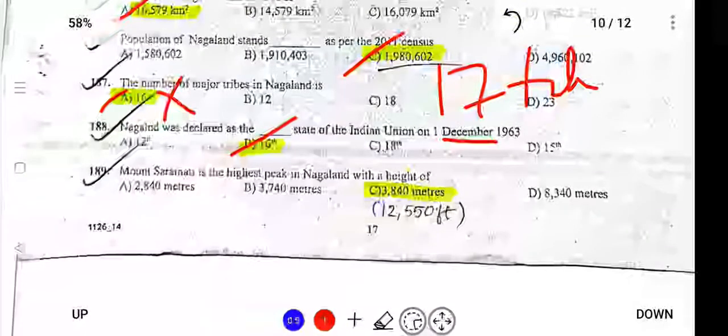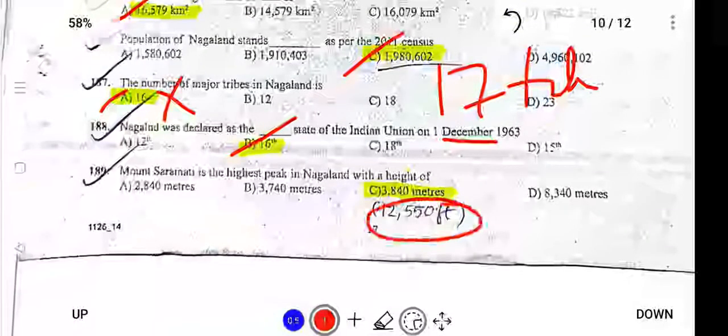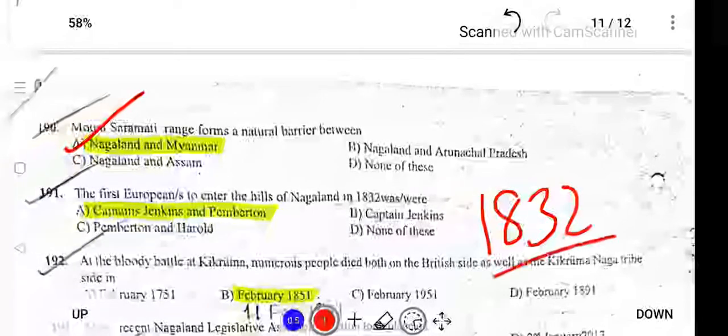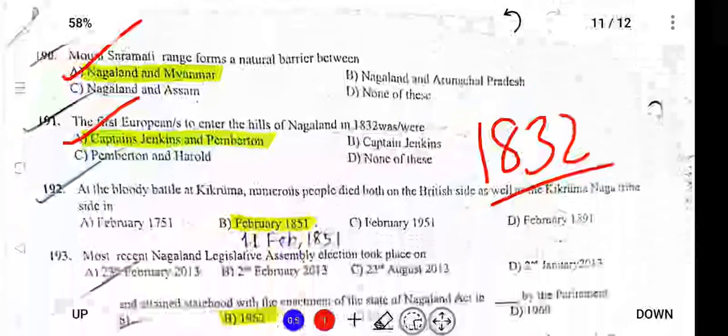Mount Saramati is 3,840 meters. If we convert it to feet, it is 12,550 feet. Next, Mount Saramati forms the boundary between Nagaland and Manipur. The first British Europeans to enter Nagaland were in 1832, Captain Jenkins and Pemberton. Next, at the bloody battle of Kikruma, numerous people died on both sides. This battle was called the Battle of Kikruma, 11th February 1851.